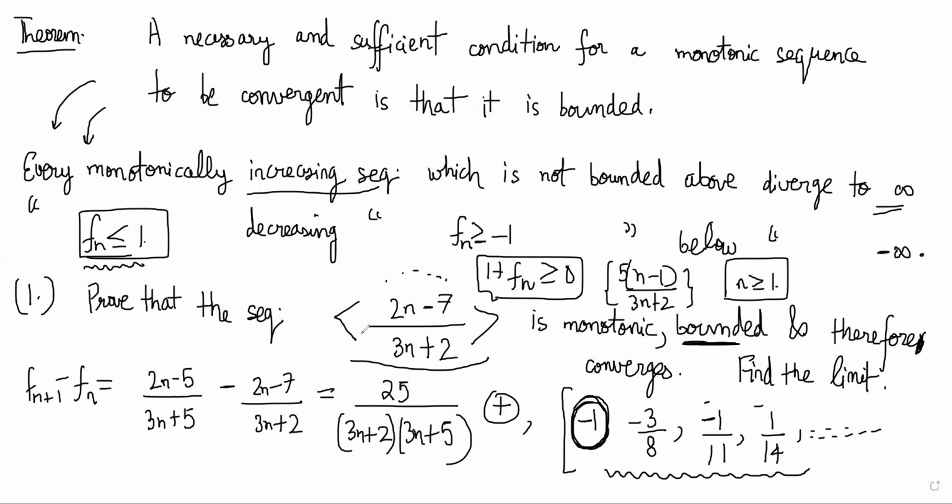How is n coming negative? You have to show that for all natural numbers, fn is less than 1. Yes sir, less than 1 is fine, but if we do it for equal to 1, then it will come negative, so it will never actually reach 1.